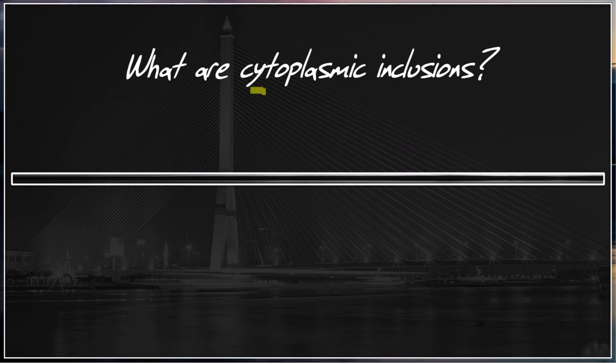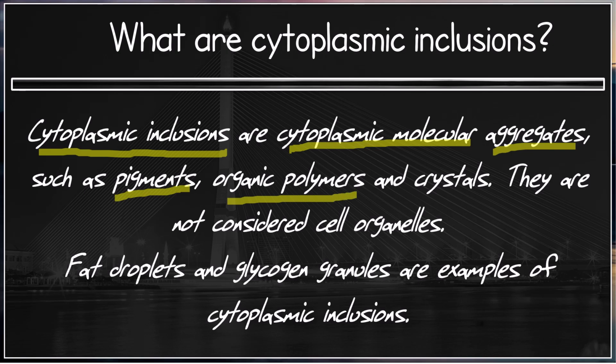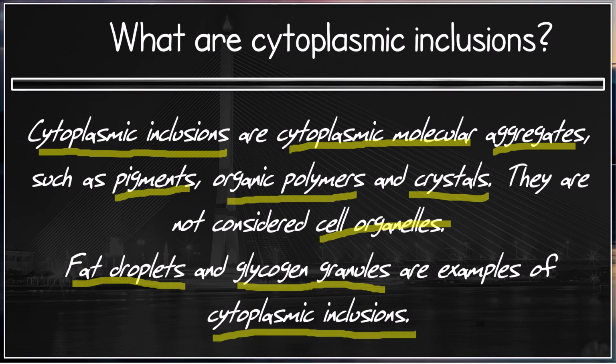What are cytoplasmic inclusions? Cytoplasmic inclusions are cytoplasmic molecule aggregates, such as pigments, organic polymers, and crystals. They are not considered cell organelles. Fat droplets and glycogen granules are examples of cytoplasmic inclusions.